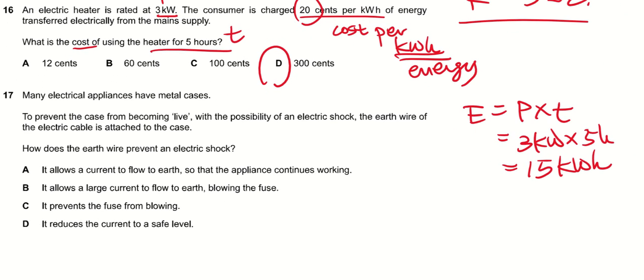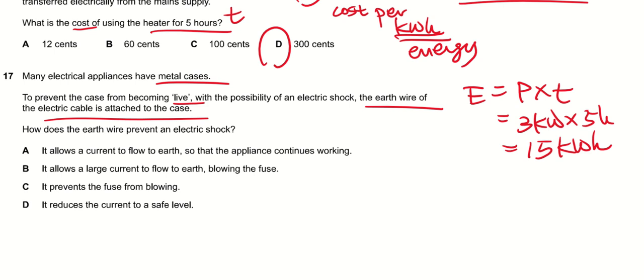Now, many electrical appliances have metal cases. To prevent the case from being live, with the possibility of an electric shock, the earth wire of the electric cable is attached to the case. How does the earth wire prevent an electric shock? It allows the current to flow to earth so that the appliance continues working. Maybe. It allows the large current to flow to earth, blowing the fuse. Yes, this one, yes. It prevents the fuse from blowing. No, because when the case is live, somebody touches it.